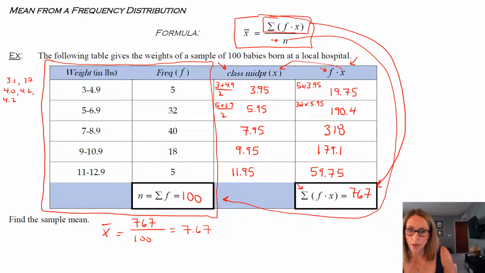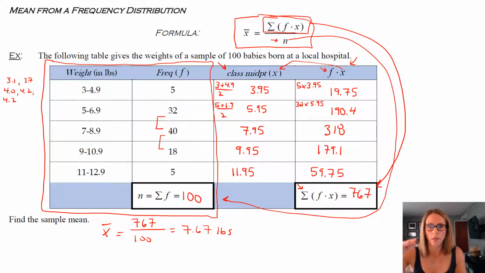So this is pounds. We're really saying the average or mean baby weight from this frequency distribution is 7.67 pounds. And that makes sense because if you look at the frequencies, the most frequencies are happening here, 32 and 40. So it makes sense. And then of course, you've got your 18 over here, which isn't quite as many, but there's some there.